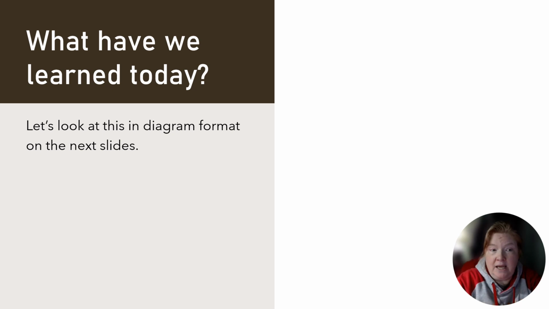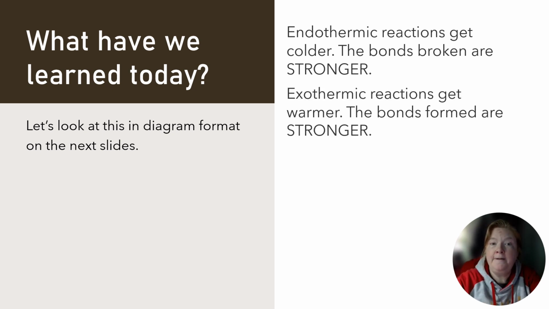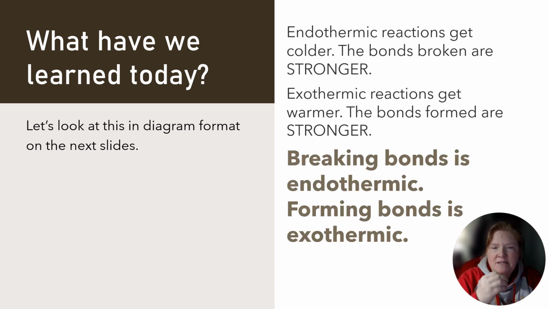So what have we learned today? So let's look at it in diagram format on the next slides, but let's go over it in words here. So endothermic reactions get colder. The bonds broken are stronger. A lot of energy has to go in to break strong bonds. Exothermic reactions get warmer. The bonds formed are stronger, so lots of energy gets released as strong bonds are formed. Breaking bonds is endothermic. Forming bonds is exothermic.